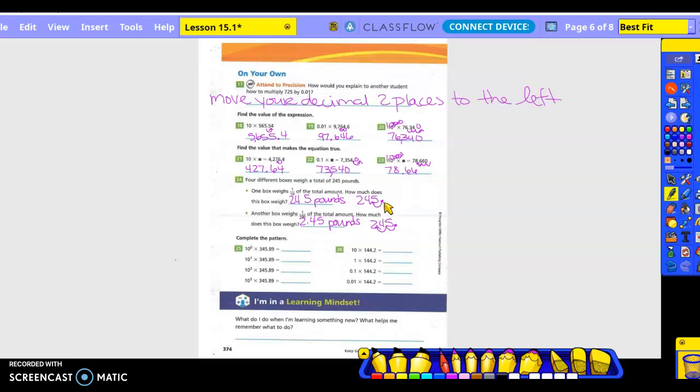Okay. Next one, we have an exponent. 10 to the first power is 1. Anything times 1 is itself. So 345 and 8,900. 10 to the first power is 10. Okay, multiplying by a whole number, so I move it to the right. How many zeros do we have? 1. So 1 place to the right. So my answer is 3,458.9. So 3,458 and 9/10.